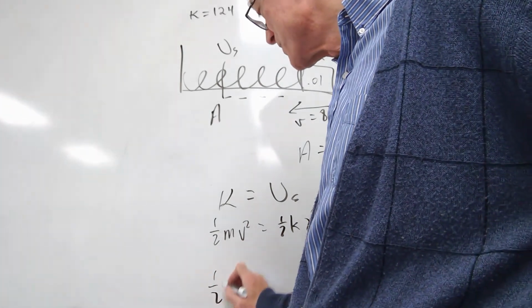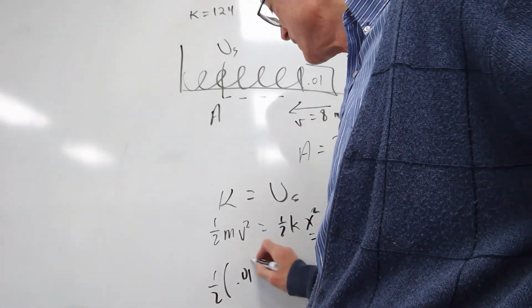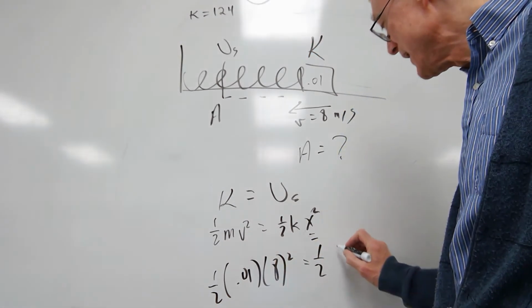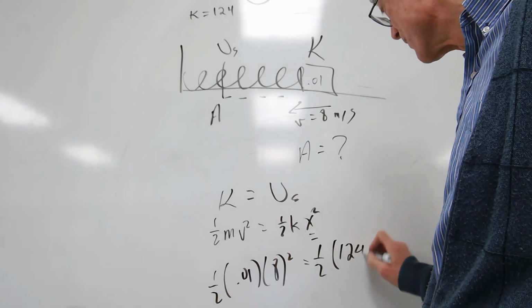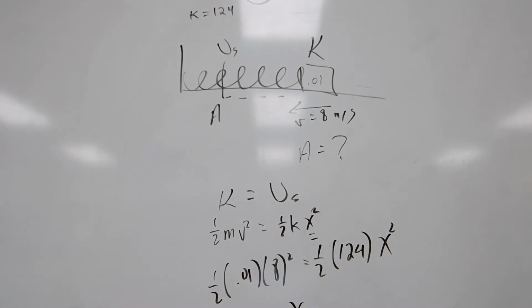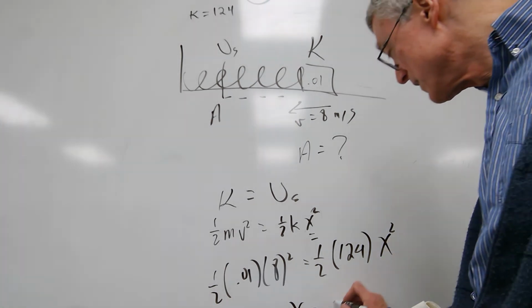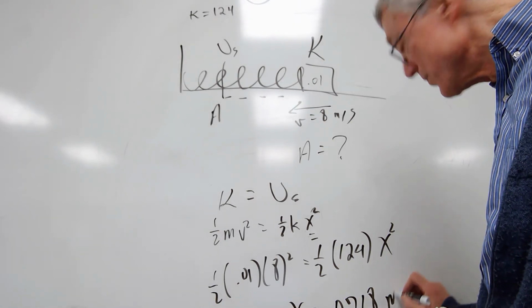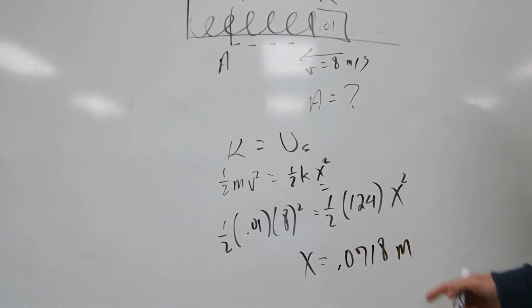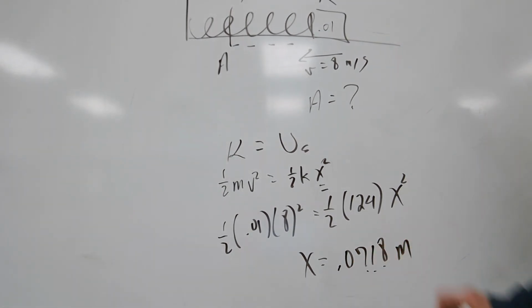All right, so this is pretty simple now. The mass is 0.01. The velocity is 8 squared. And then over here I have 1/2. The k is 124. And solve that for x. And that x, I believe, comes out to be 0.0718 meters, if indeed you are rounding to 3 significant digits. All right, that's number 33.